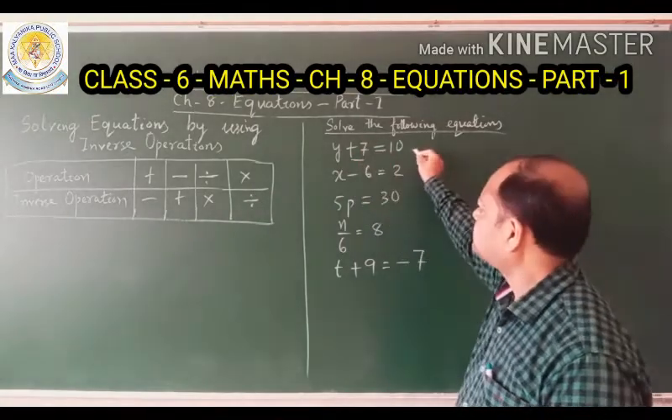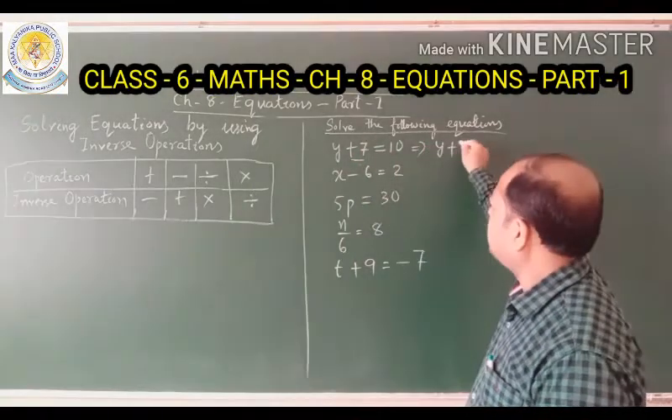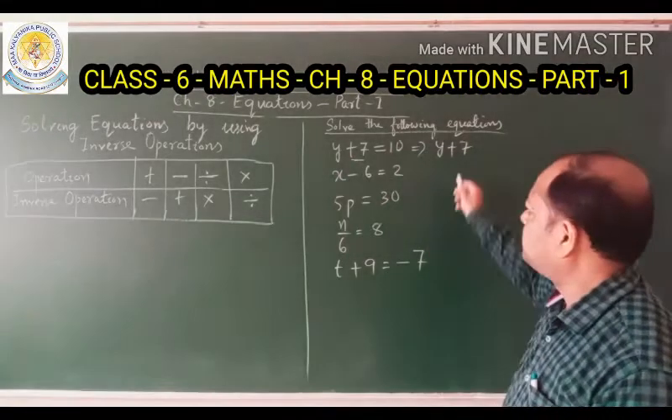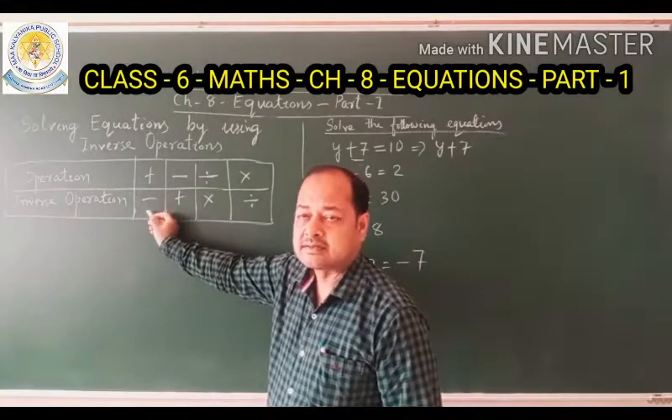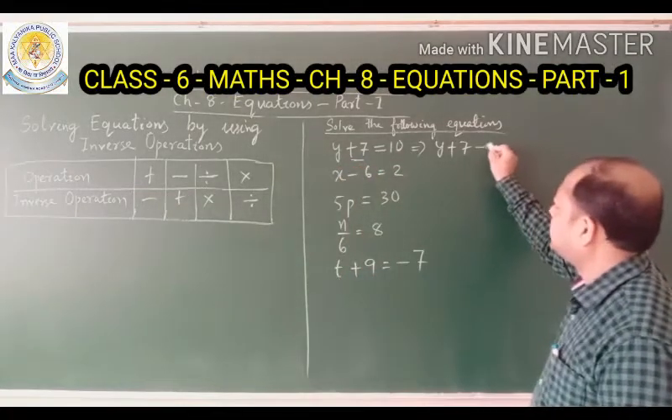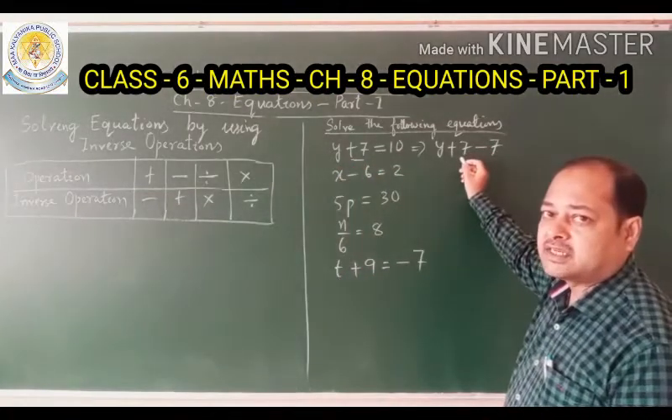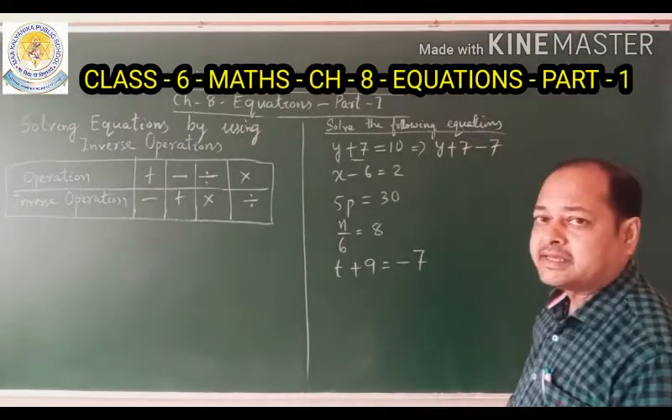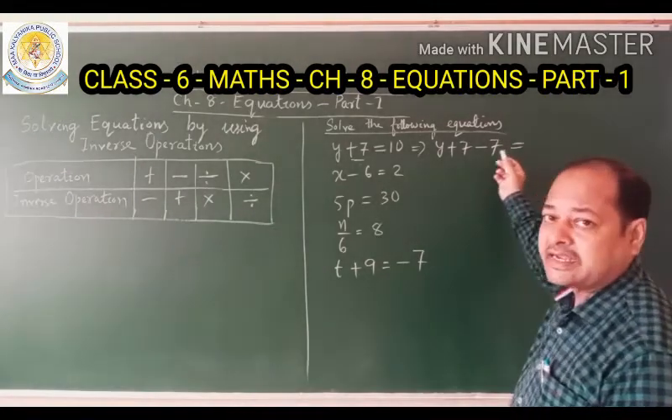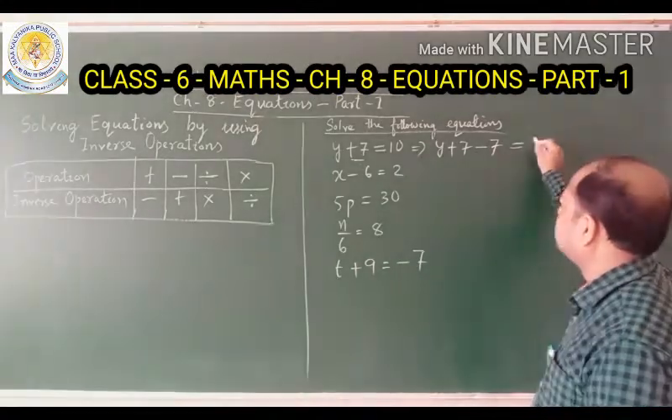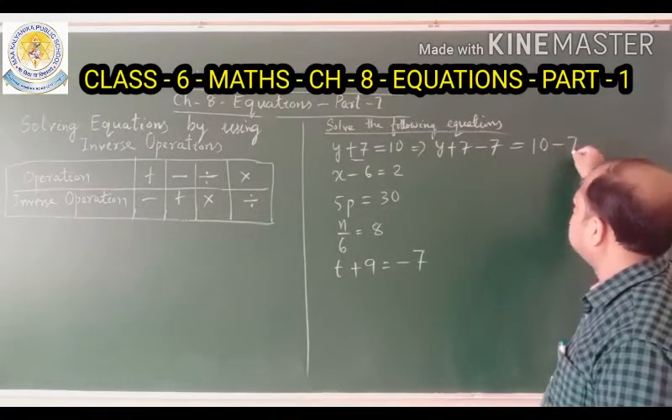So let's start. We write here y plus 7 is given. If plus is there, what is the inverse operation? That is minus. So we write here minus 7. Inverse of plus 7 is minus 7. The same minus 7 we have to add on the right hand side also. So that is 10 minus 7.